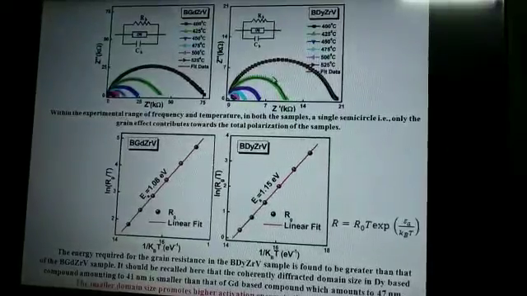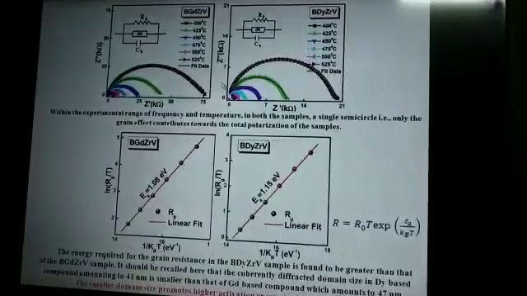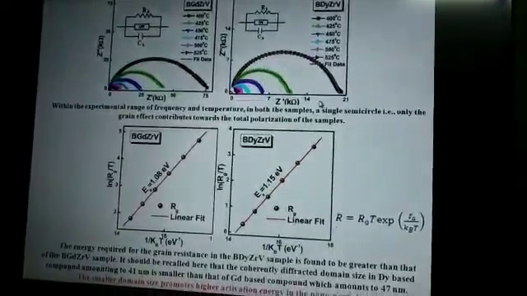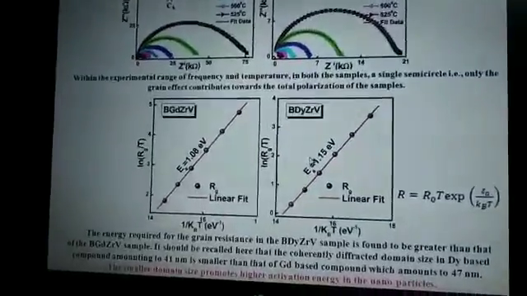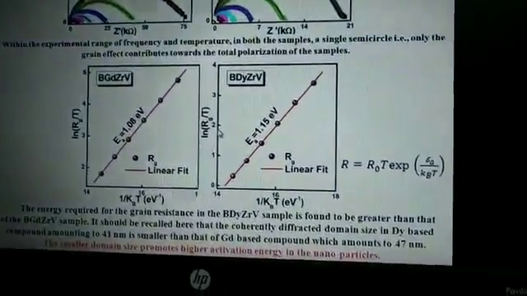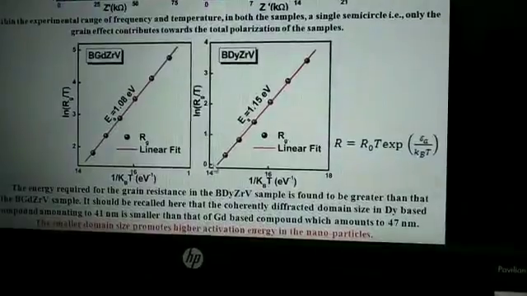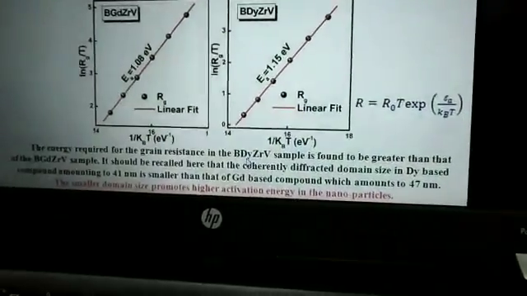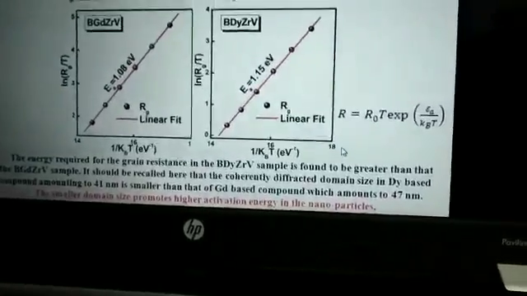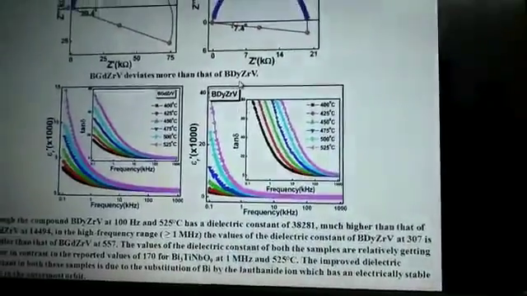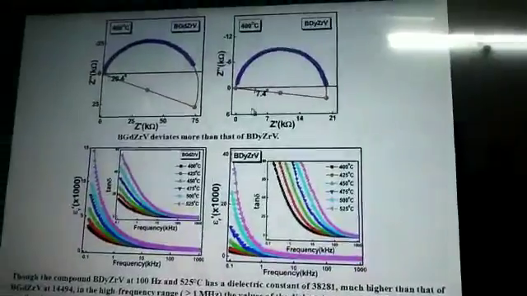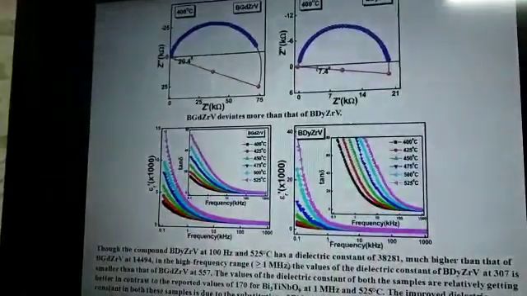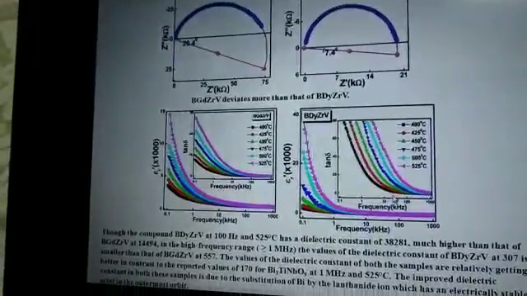This is the Nyquist plot. The single semicircle represents the contribution of only grain effect towards the total polarization of the sample. Here I have calculated the activation energy for the grain resistance of both the samples. BDyZrV, having smaller crystallite size, possesses higher activation energy. This plot estimates the angle by which our sample deviates from the Debye behavior. This shows the dielectric characteristics of both the samples.